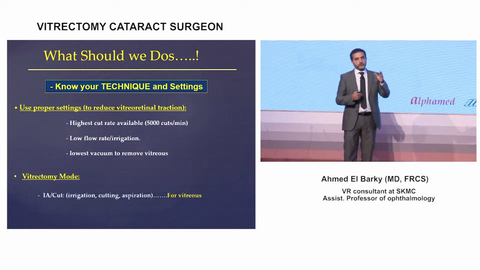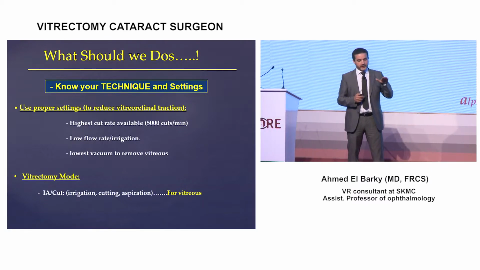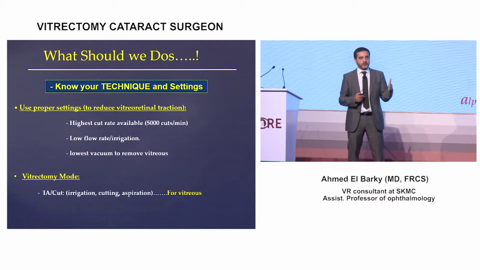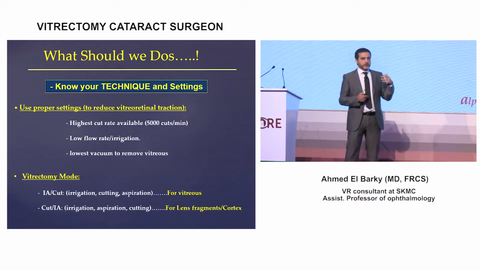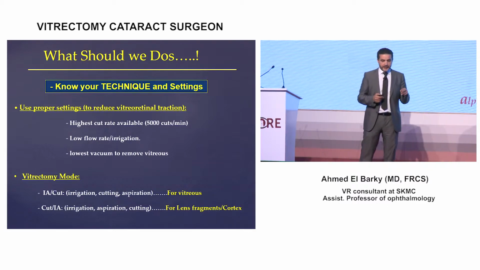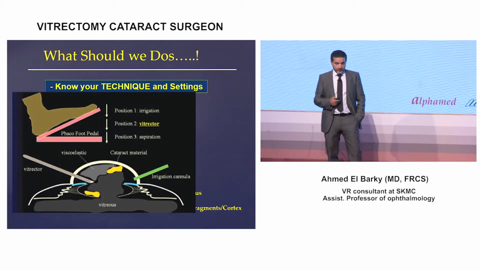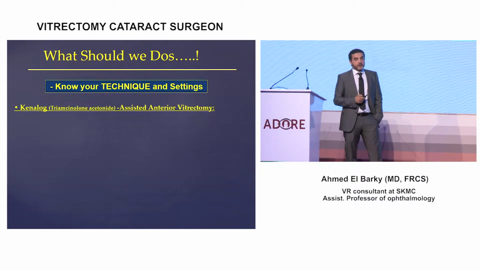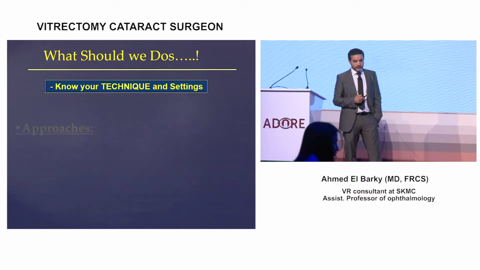Vitrectomy mode: most machines now have 2 modes. Either IA cut, which is irrigation and aspiration, then cutting, meaning vacuum first and then cutting. This is usually used for the vitreous because it will limit or decrease the traction. If you want to move the fragment, we are sure we need more vacuum, so we have to convert it to cut IA, which is vacuum first and then the cutting. This is just to show you the foot pedal according to the machine. Kenalog is a very important tool. You can use it to visualize the vitreous in the anterior chamber, and Dr. Benjamin will talk about that.